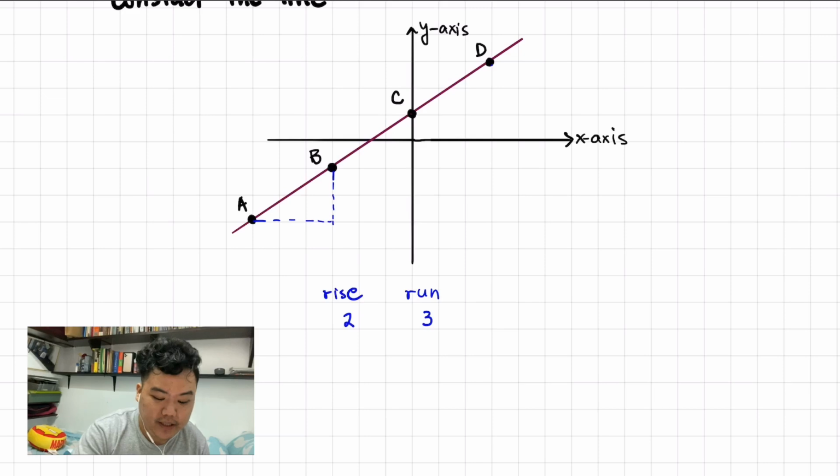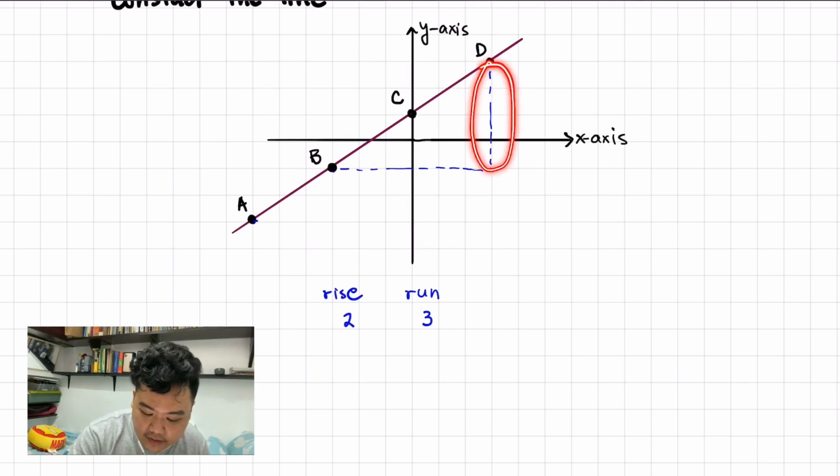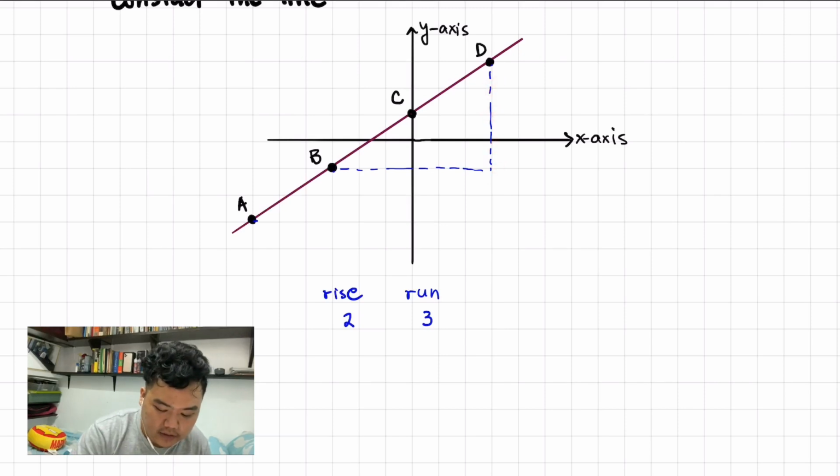Let's pick another 2 points. Let's take the pair B and D. We draw our right triangle again. And our rise now is of what length? 1, 2, 3, 4. So that is 4 units. And the run is 1, 2, 3, 4, 5, 6. So the run is 6.